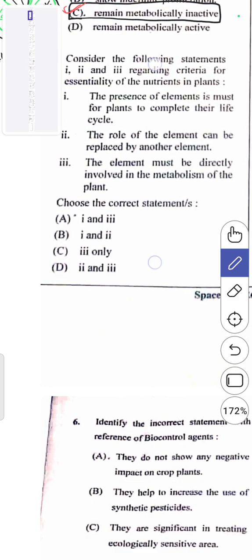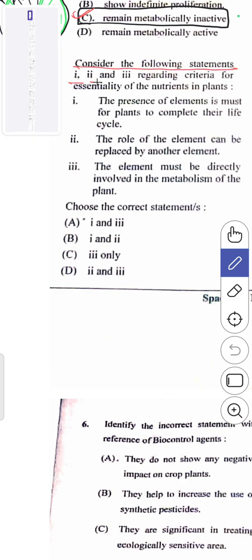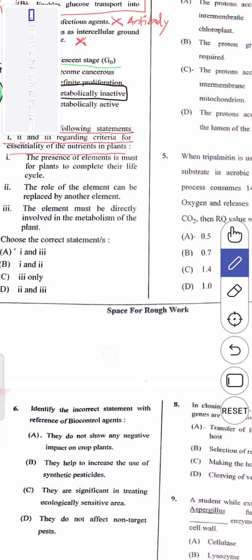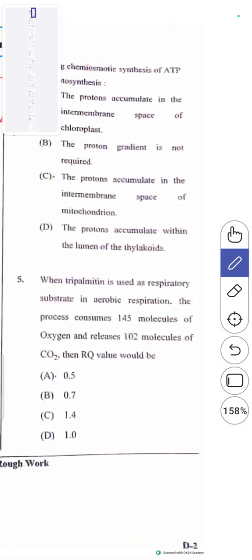Let's discuss the third one. Consider the following statements 1, 2, and 3 regarding criteria for essentiality of the nutrients in plants. This question is basically from mineral nutrition, but that chapter has been removed from the syllabus. So, consider it as out of syllabus. We'll directly discuss the fourth question.